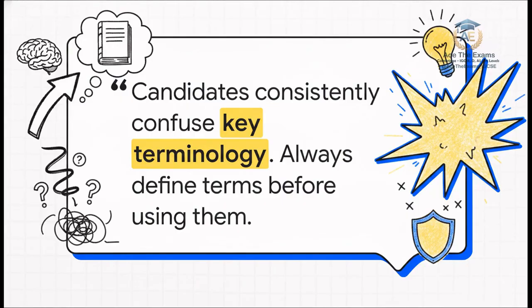And here is a massive clue straight from the Cambridge Principal Examiner. Past papers reveal that candidates consistently confuse key terminology. You literally have to dodge this trap. The secret? Always define your terms clearly at the very start of a long-form answer. It signals to the examiner that your foundation is rock solid before you even jump into the complex calculations. It's like building trust right from sentence one.